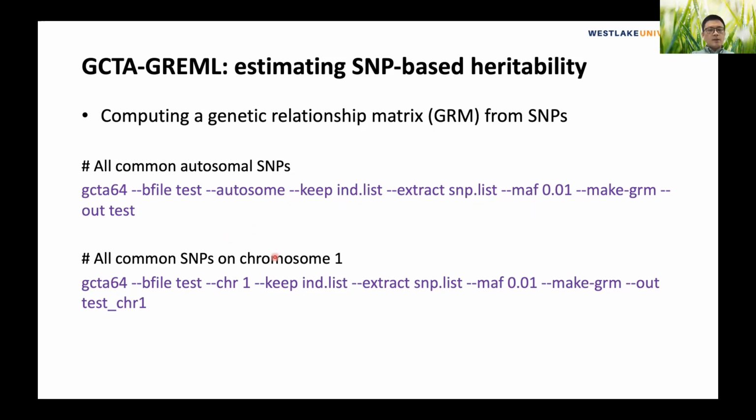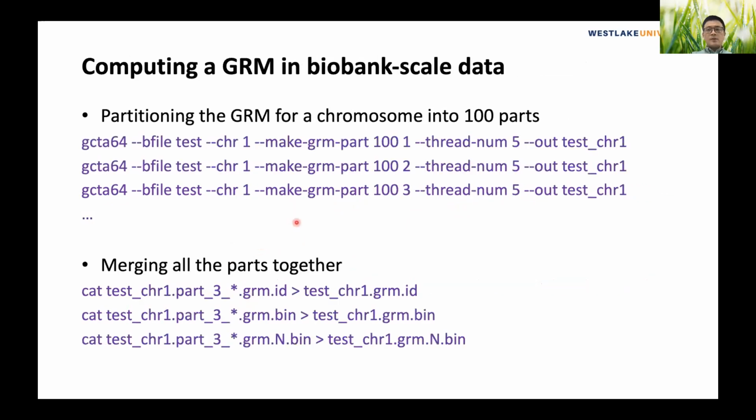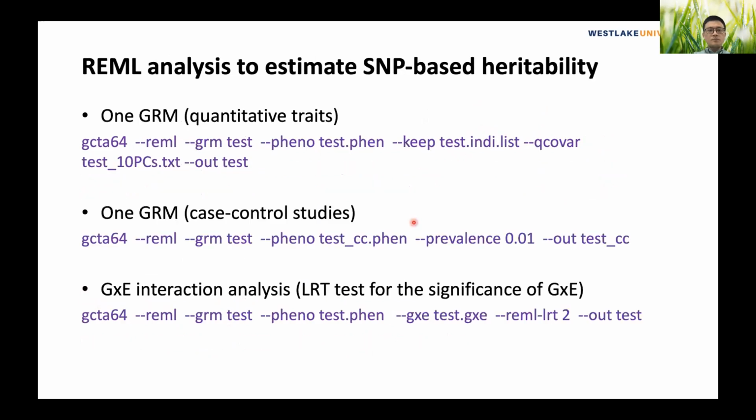If your data set is big, then you can parallelize the analysis onto each individual chromosome. In this example, we run the analysis on chromosome number 1. If this is still too slow, like the analysis in the UK Biobank, you can further divide the computation on chromosome 1 into different parts. Here, we divided the analysis into 100 parts. And once all the parts are computed, you can simply use the command cat in Linux or Unix shell to merge all the parts together. You can then further merge the GRMs for the chromosomes into a single GRM.